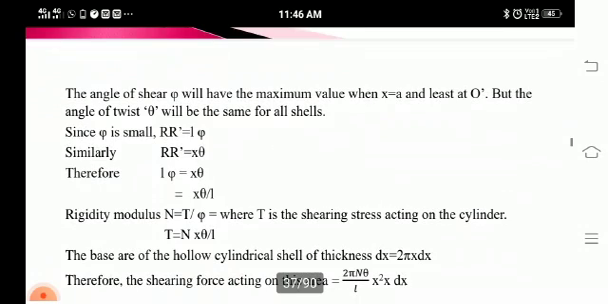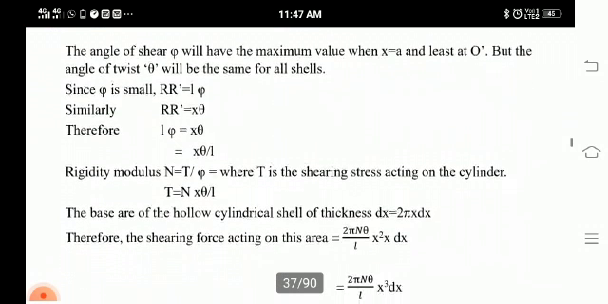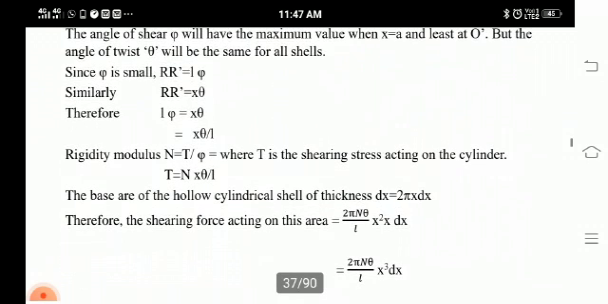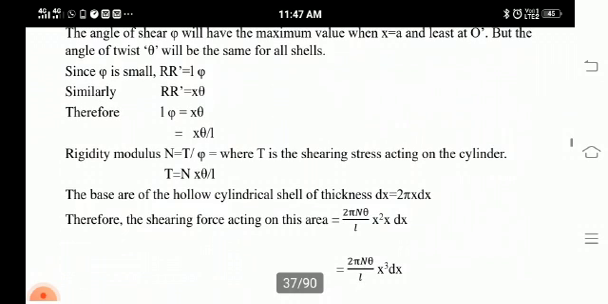So R dash is equal to L into psi. Also, R dash is equal to x theta. So we equate 1 and 2: L psi is equal to x theta. So we have psi is equal to x theta by L. The rigidity modulus N is equal to T by psi, where T is the shearing stress acting on the cylinder. Applying the value, we get T is equal to N x theta divided by L.